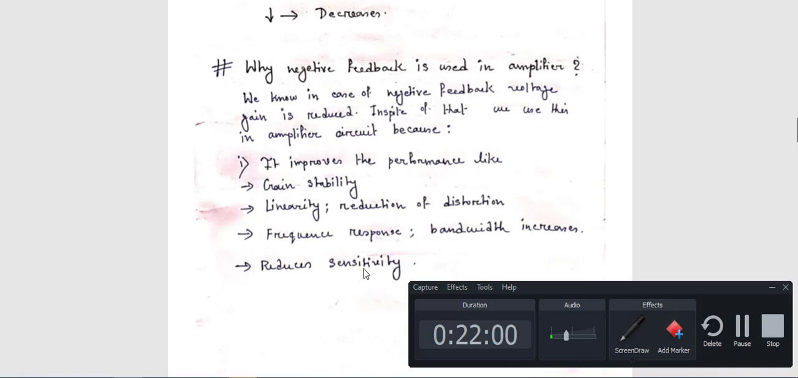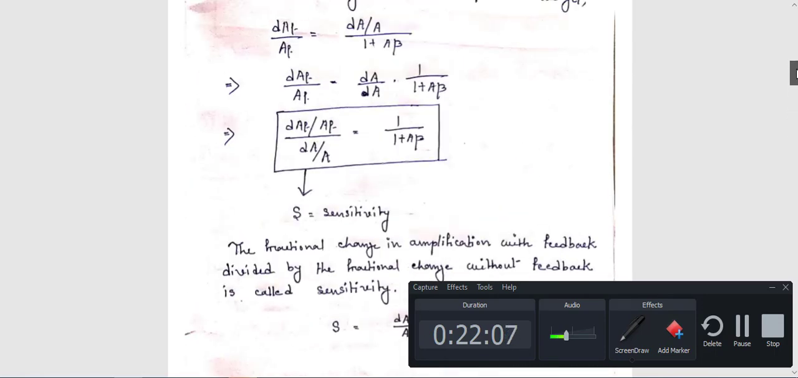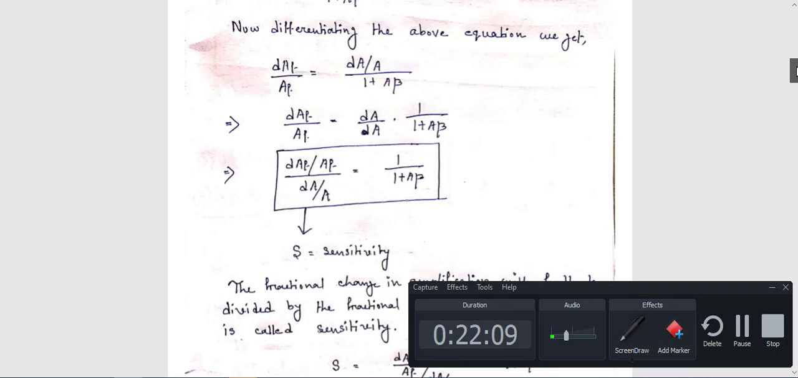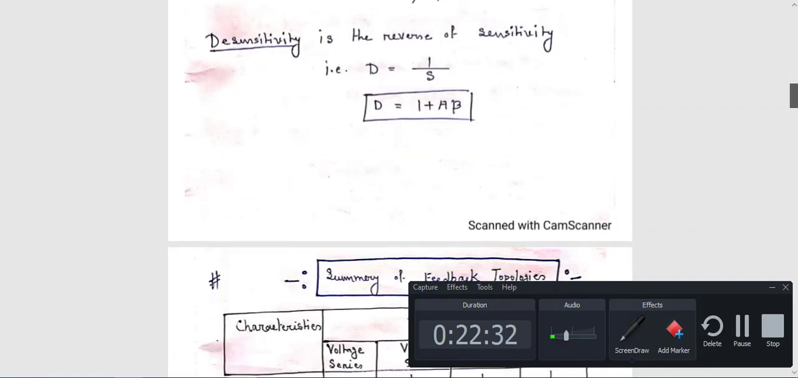Next part, increasing negative feedback reduces sensitivity. So what is sensitivity? Already I have discussed what sensitivity is. Sensitivity means parameter variation. That means if due to some change in instrument or due to some change in environment, this parameter change is low, that is better. So it is seen that in case of negative feedback, the sensitivity is low. That means parameter variation is low.